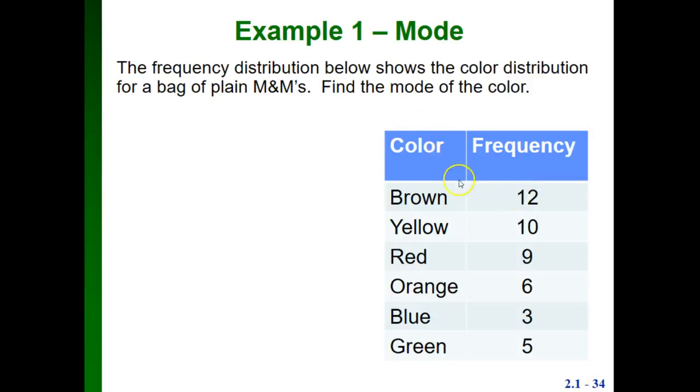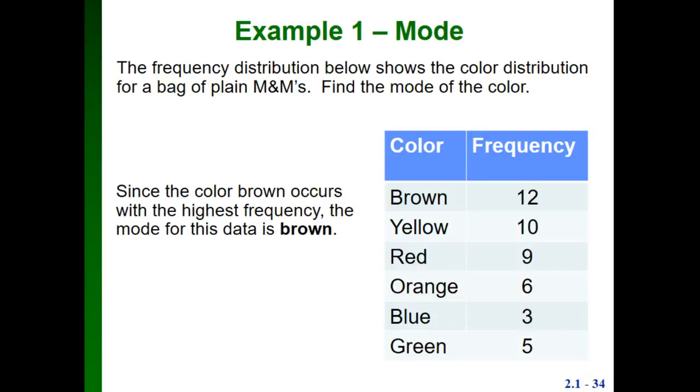So if we have a frequency distribution for the colors of M&Ms in a bag of plain M&Ms, here's something that we would call nominal data. Our data is the colors of the M&Ms, and those are just words. There's no real order we can put this in that would be very meaningful. So this is nominal data. To find the mode for this data, we're just looking for the value that occurs more than any other one, and that would be brown, because there were 12 brown M&Ms. That was more than any other color.